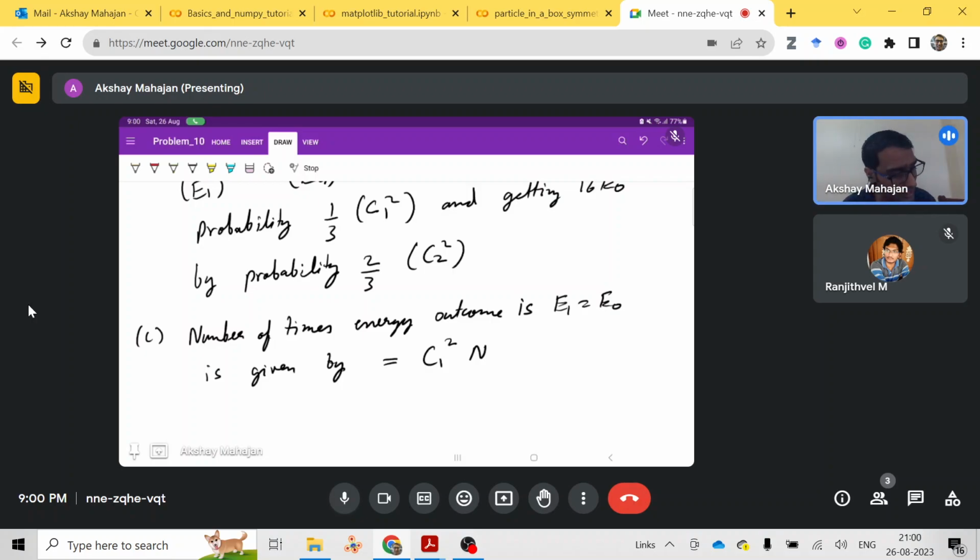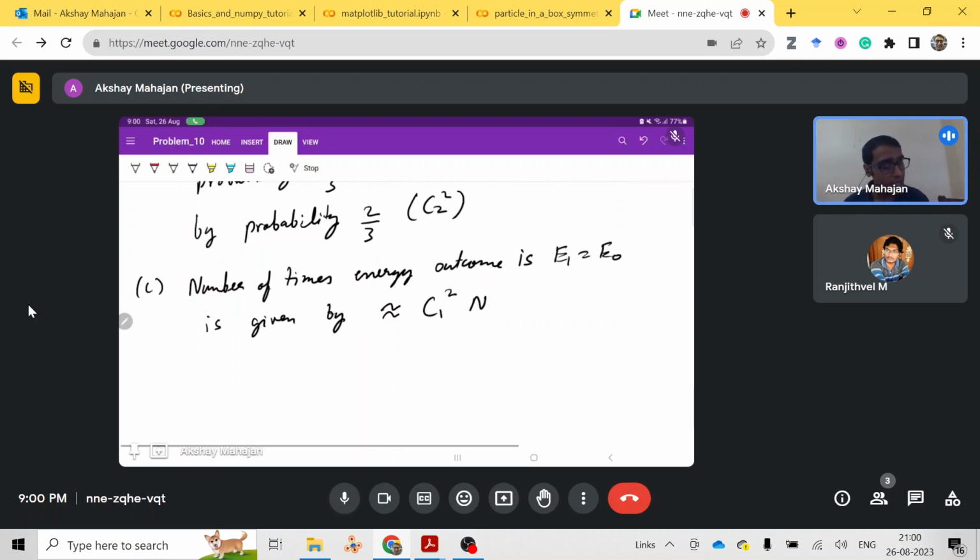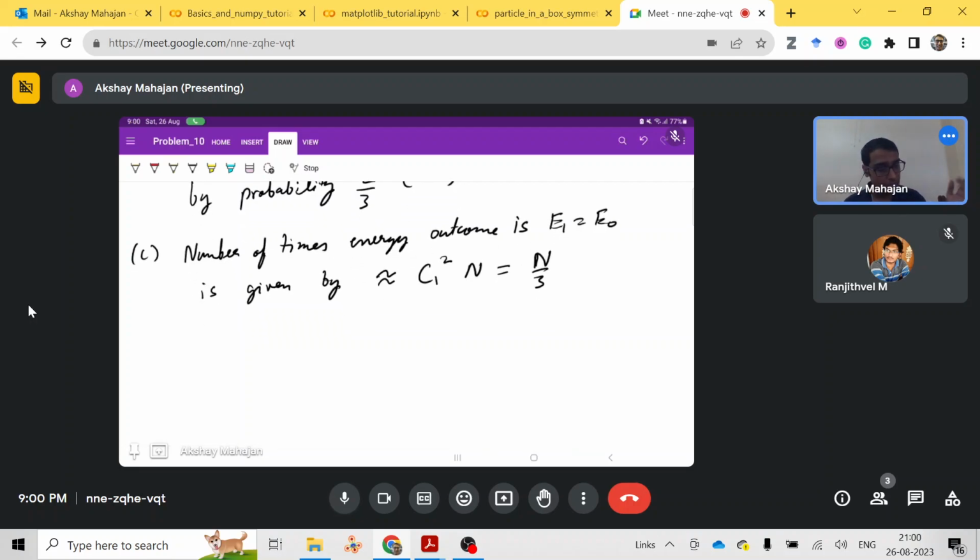So it will be, although I can't say it is going to be exact because they are still probabilities, you can say it will be approximately C1 square times n, and C1 we know is 1 by root 3, so n by 3. So approximately n by 3 times the outcome of the energy will be E naught, based on the probability. For n very large, like thousands or millions, we can say this.